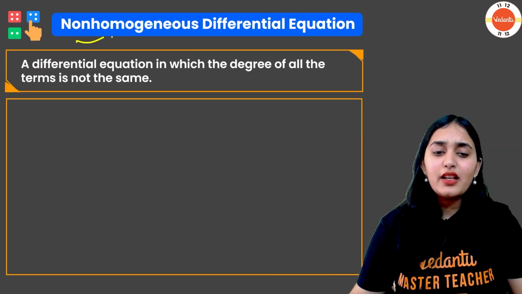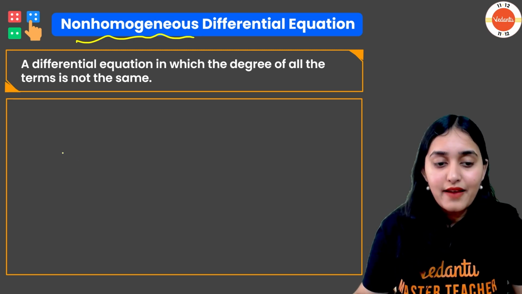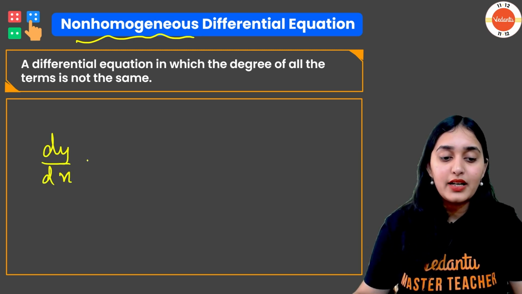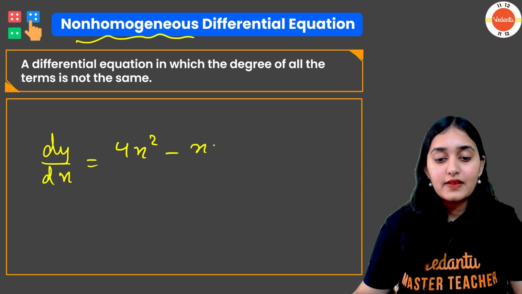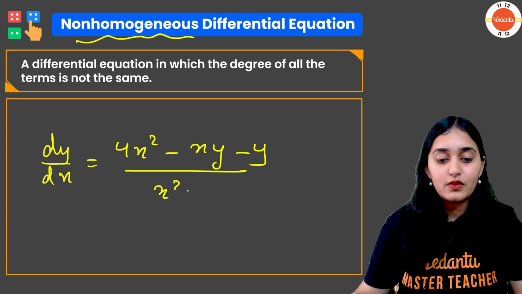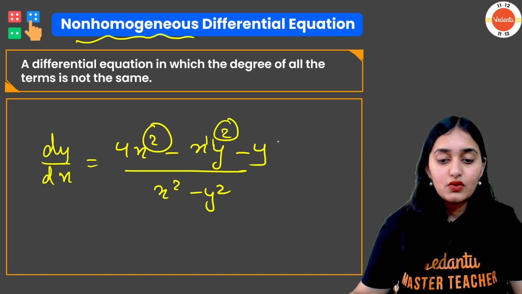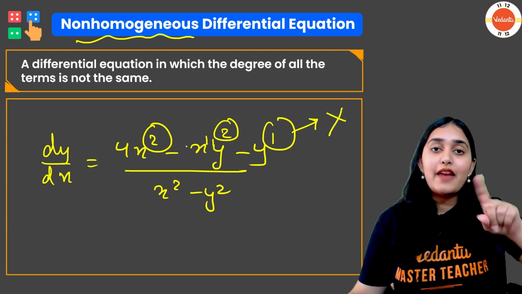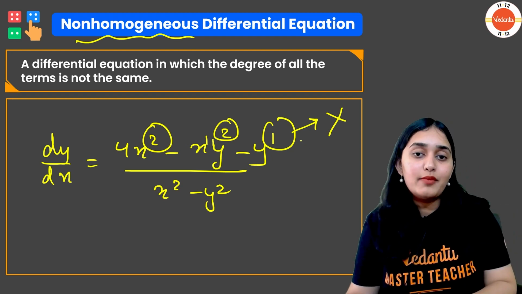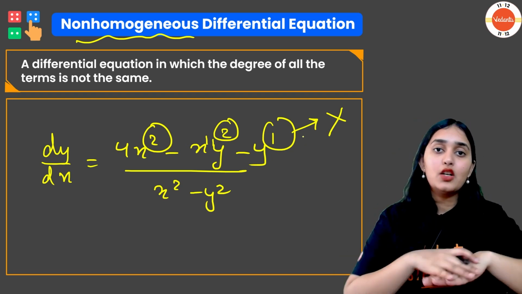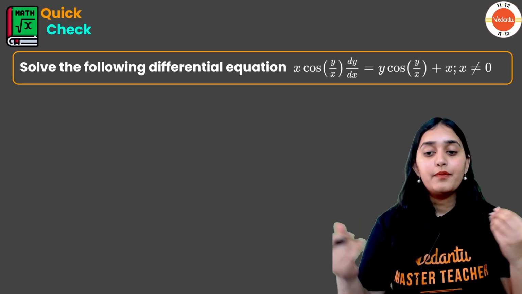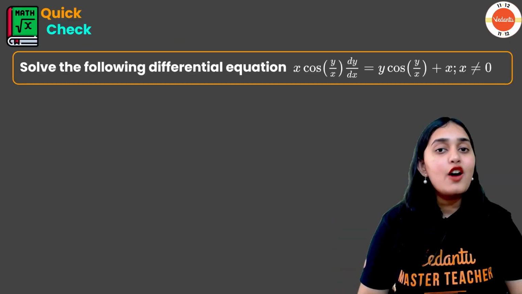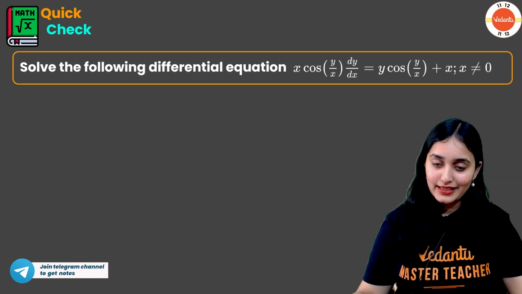Now similarly, what are non-homogeneous equations? Equations which do not have the same power. For example, if your equation is dy by dx is equal to (4x square minus xy minus y) upon (x square minus y square). Power 2, because 1 plus 1 is 2, power 1. Now this power 1 term is basically non-homogeneous because everybody else is having power 2 but it is not having power 2. So this is non-homogeneous. We cannot solve it with this method.